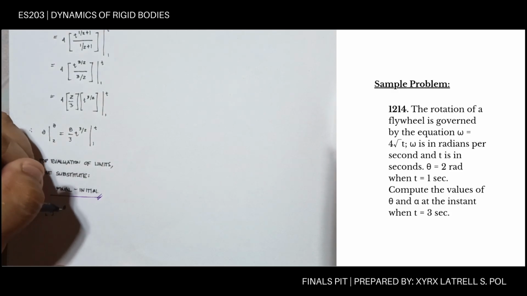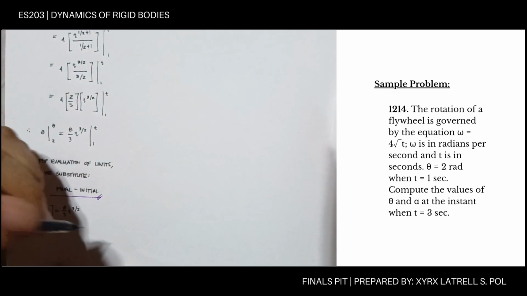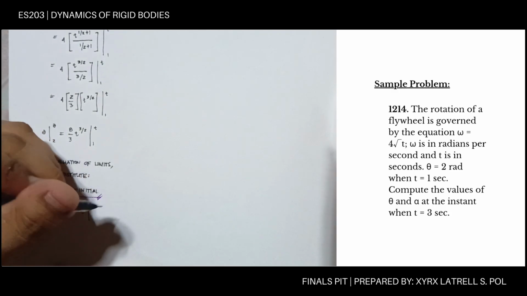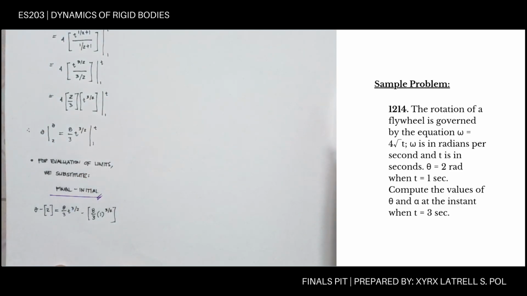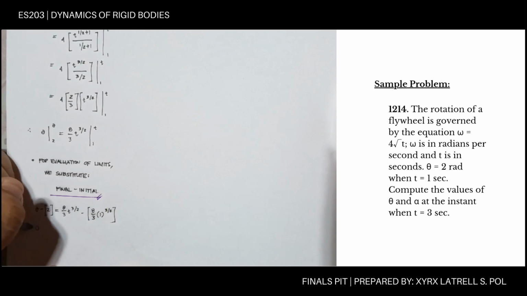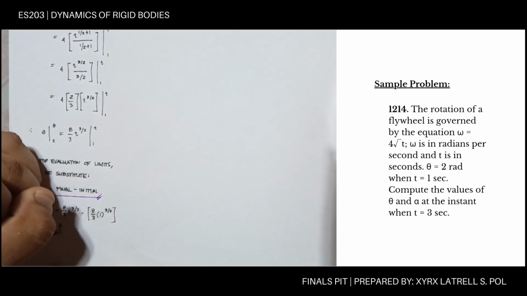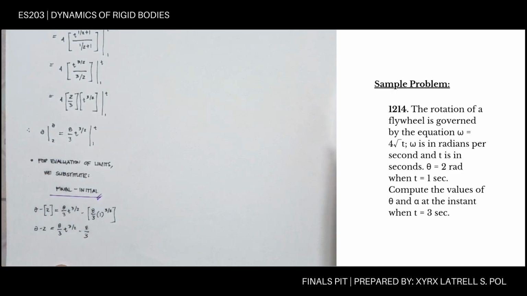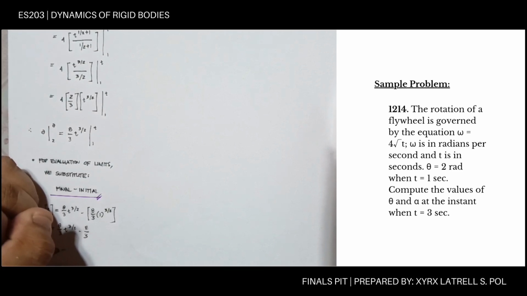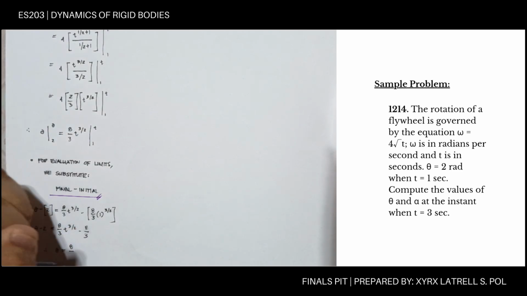So, ang mangyayari dyan is magkakaroon tayo ng theta minus 2 is equal to 8/3 of t raised to 3 over 2 since kapag sinubstitute natin yung t sa t lang din naman yung lalabas, minus the quantity of 8/3 of 1 raised to 3 over 2. To simplify further, we have theta minus 2 is equal to 8/3 of t raised to 3 over 2 minus 8 over 3. Then makukuha na natin yung equation for theta, which is now 8/3 of t raised to 3 over 2 minus 2 over 3.